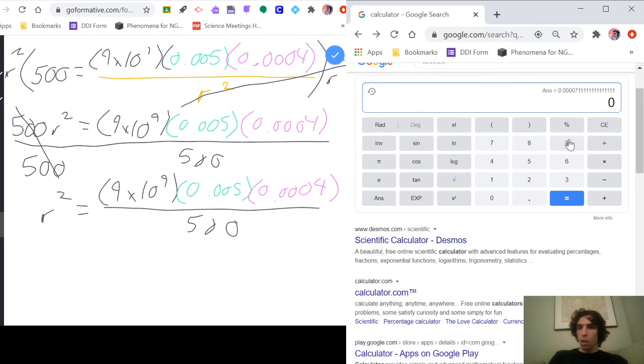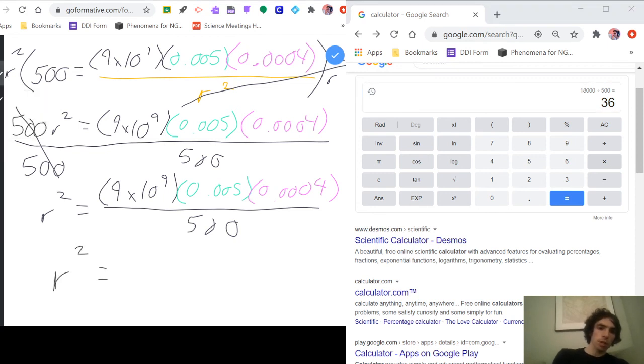So let's see, 9 times 10. Now I'm clicking again for this exponent, the x to the y button, 9. I'll just hit enter there. And then times 0.005 times 0.0004. And then we're dividing by 500. Okay, so what we found is that r squared is equal to 36.